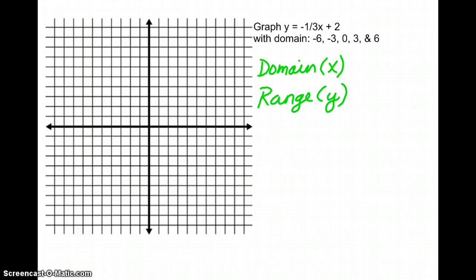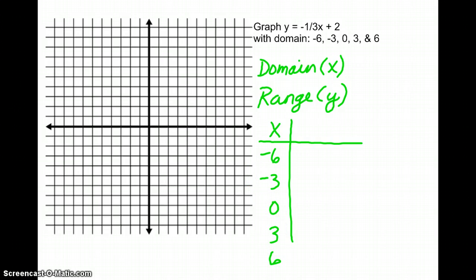So a good way to do this is to take your domain, remember those are your x's, those are your input, and create a table. Okay, so we're going to be plugging in negative 6, negative 3, 0, 3, and 6 for x. And then we need to find the corresponding y values, so that will give us the points to graph this function with that domain. So the y given by the function is equal to negative 1/3 times x plus 2. So all we have to do is take the function and replace x with the given values, the given domain.